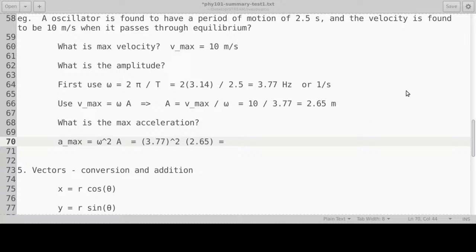And so that's going to be 3.77 squared multiplied by 2.65. All right, and round that off, and this is in meters per second squared, like that. All right. So let me see, any questions in the chat?